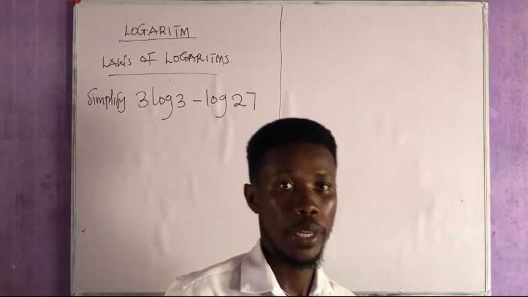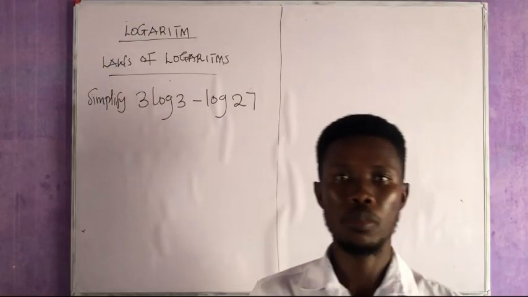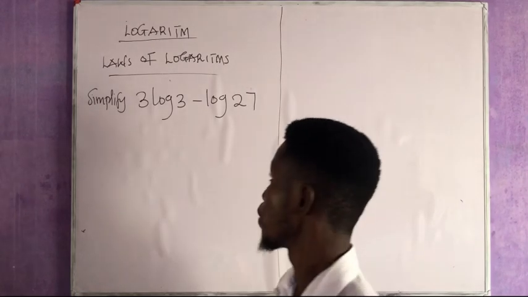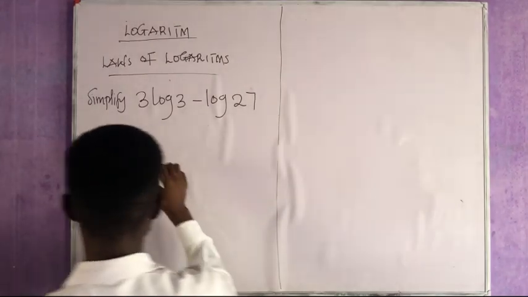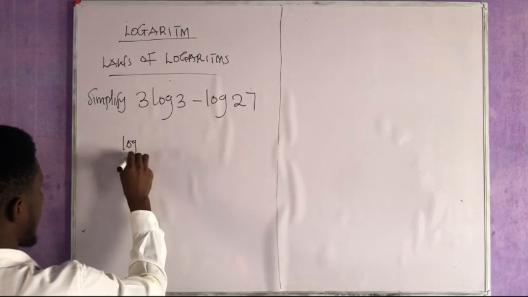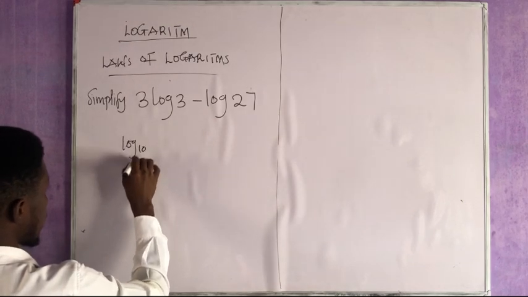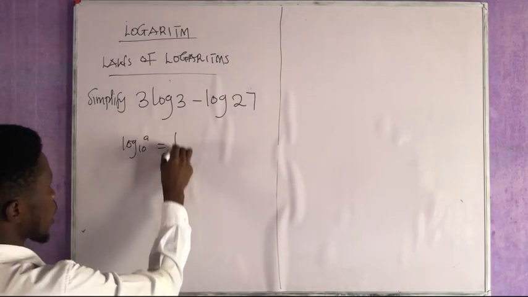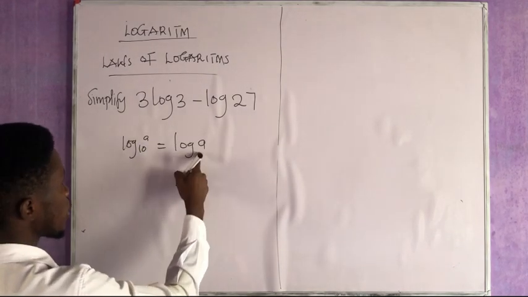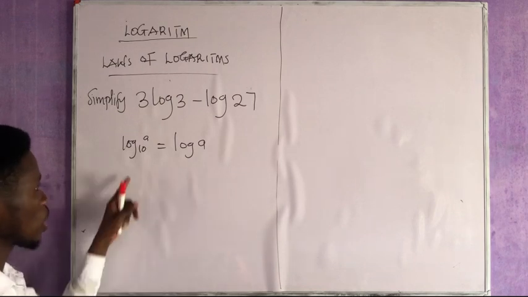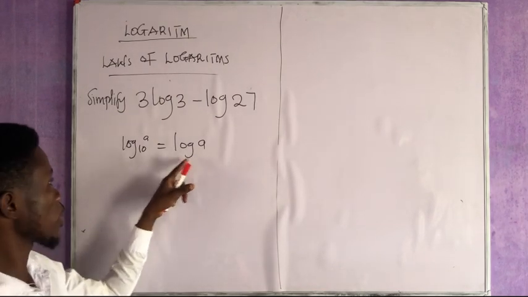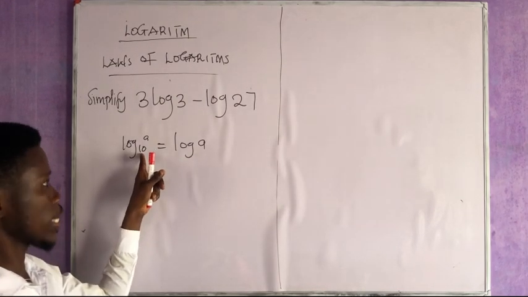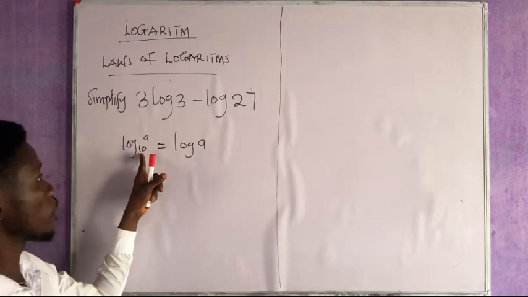Alright, so let's solve some examples. But before we start the examples, take note of this. Log A base 10 can also be written as log A. So it means that when you see a log without a base, automatically the base is what? 10. Take note of that.